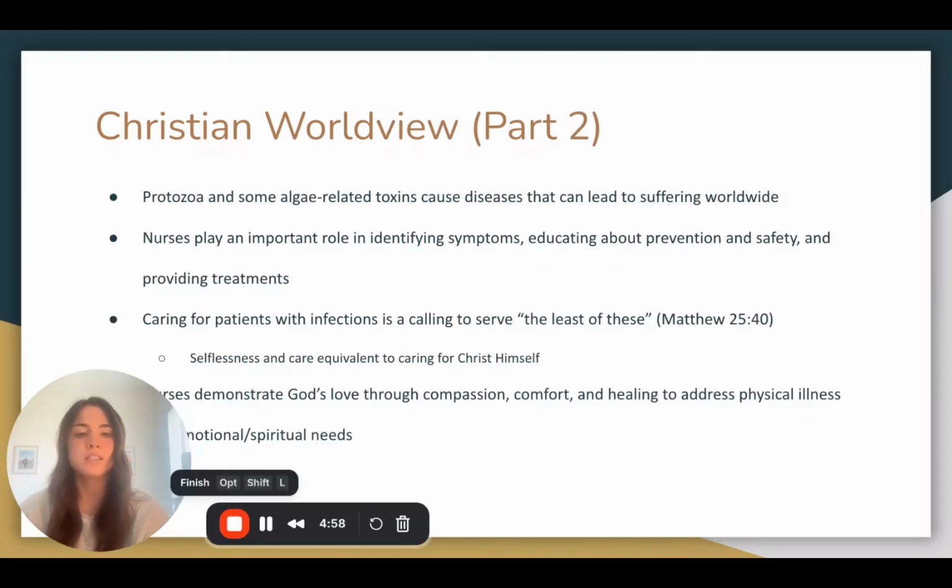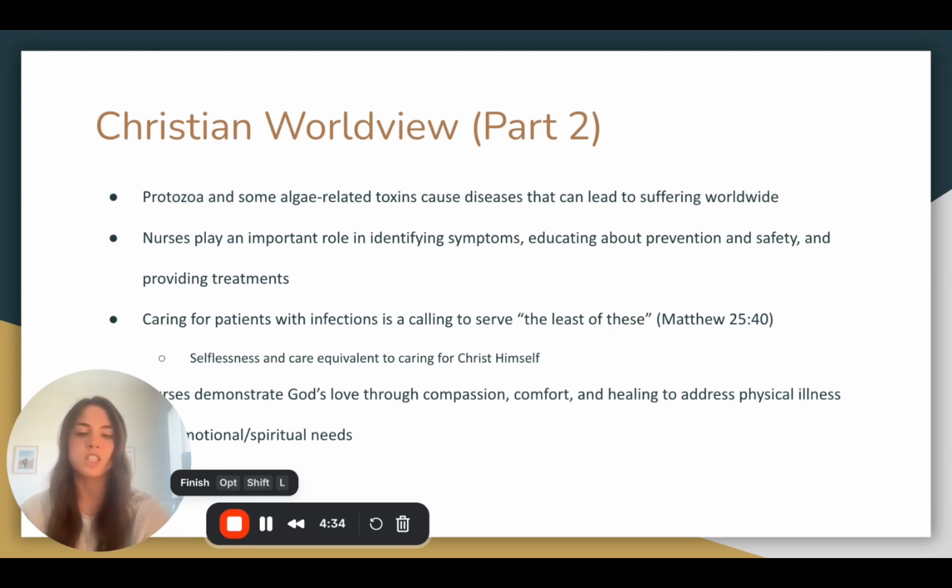Microorganisms like protozoa and some algae can cause serious illnesses such as malaria or amoebic infections, which can bring a lot of suffering around the world. Nurses play a really big role in this with giving treatment, educating patients about prevention and safety, and giving hope and Christ-like compassion during these times of sickness or pain. From a Christian perspective, this is a way of serving what Jesus called the least of these in Matthew 25:40.